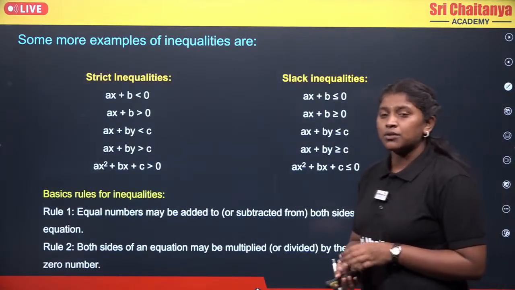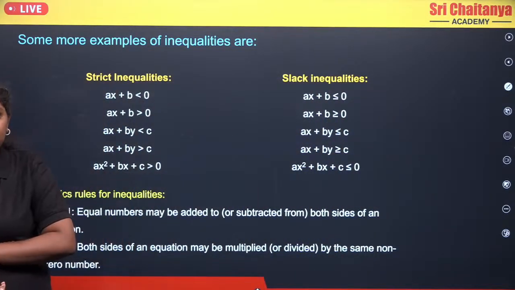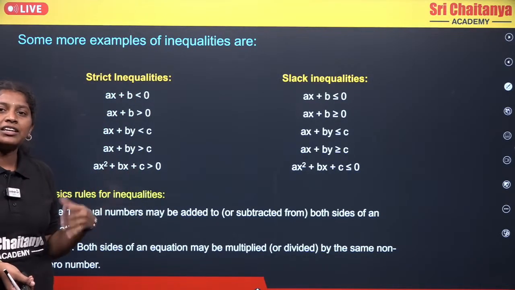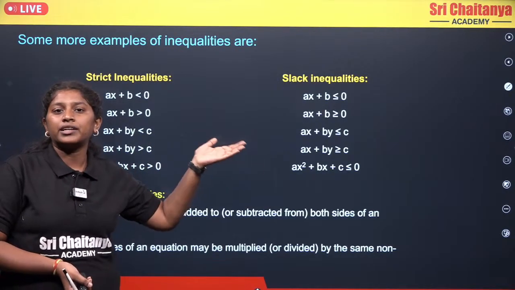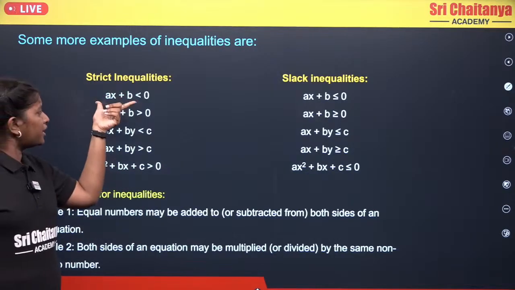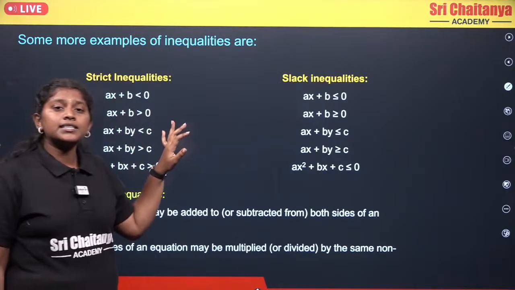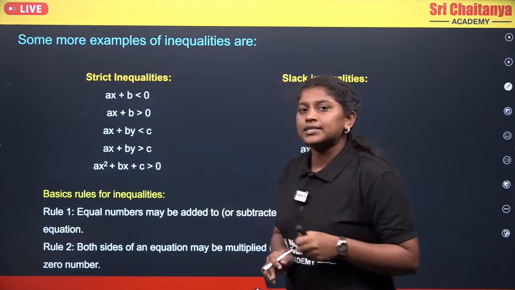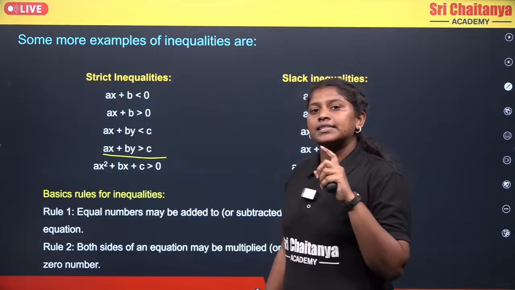Coming to the next one, some more basic inequalities are our strict inequalities and the slack inequalities. Strict inequalities means purely less than or greater than. Slack means simply we will have less than or equal to, or greater than or equal to. Now if you observe clearly, the first one is a linear equation in one variable, ax plus b, and it is greater than 0 or less than 0. And if you take another example, we have ax plus b greater than or less than c.